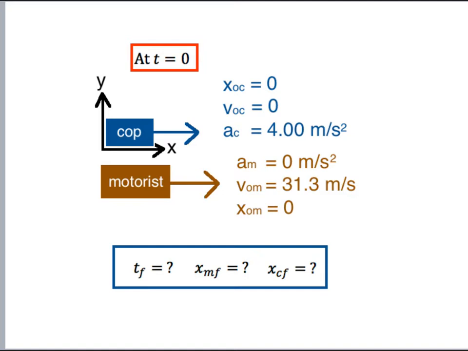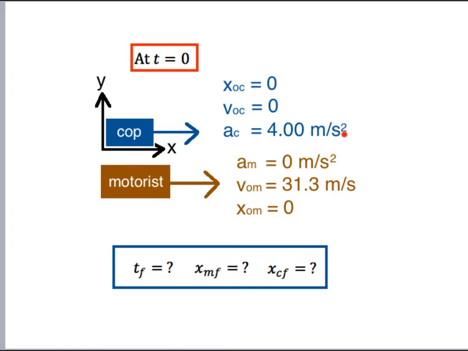So let us draw our picture here. We have a representation of the cop and the motorist. I've drawn my coordinate system, and I've listed what we know. I've done the cop in blue and the motorist in brown. So for the cop, we know the x0c is 0. What does that stand for, x0c? Well, x0 is the initial position, and I've got c for cop. And so the initial position of the cop is 0. The initial velocity of the cop is 0. We said he starts from rest. And the acceleration of the cop is 4 meters per second squared.